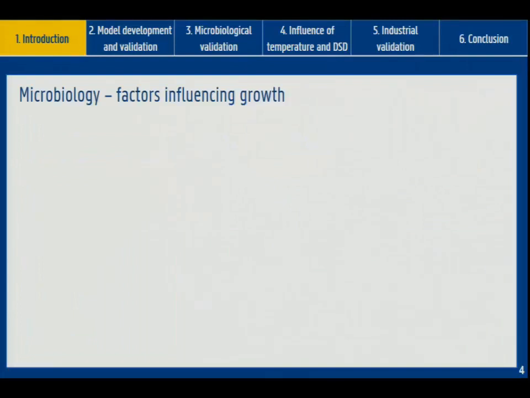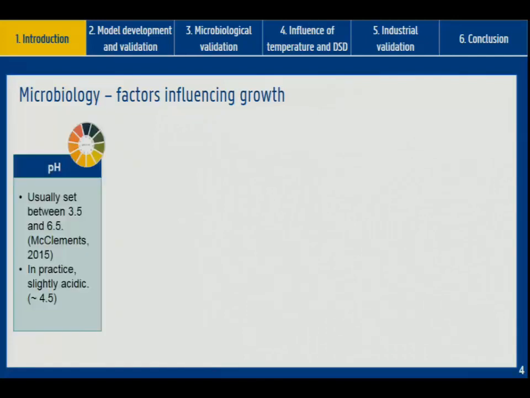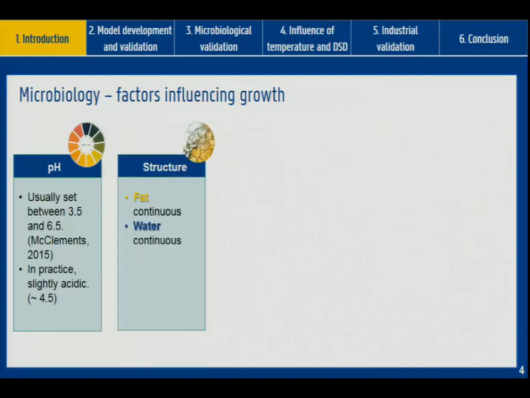So what are the factors influencing growth of microorganisms inside these kind of products? Well, the first factor is pH. Now, in literature, it is stated that the pH is usually set between 3.5 and 6.5. However, in practice, this pH is usually acidic, so around 4.5. Then the second factor is the structure of the emulsion. So either it is fat continuous or water continuous. If it is water continuous, there is more probability to be spoiled.